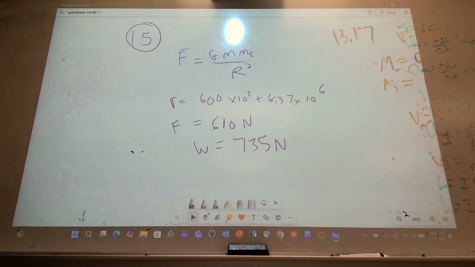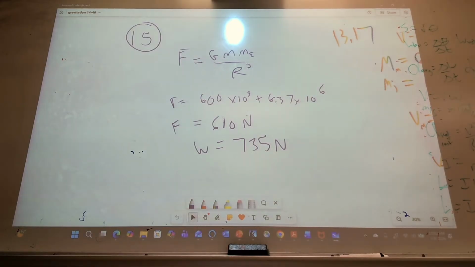Okay, let's do 17. So we're looking at gravitational potential energy. We went through that equation yesterday. The U is equal to negative G m M over R. I had you calculate the escape speed of Earth. Okay, so now we're going to look at a different escape speed.